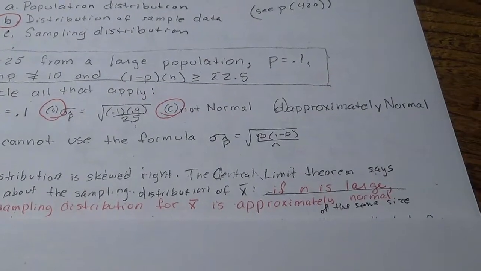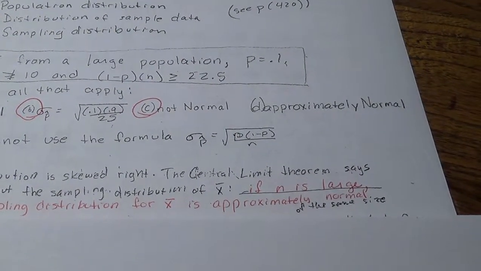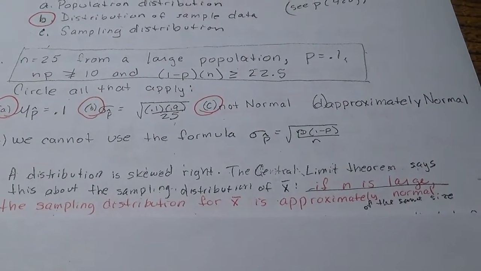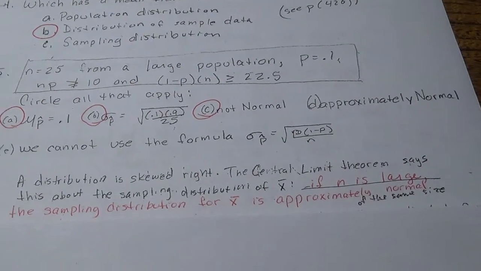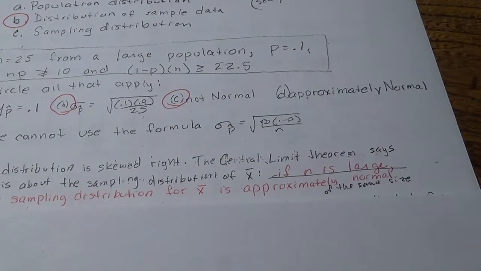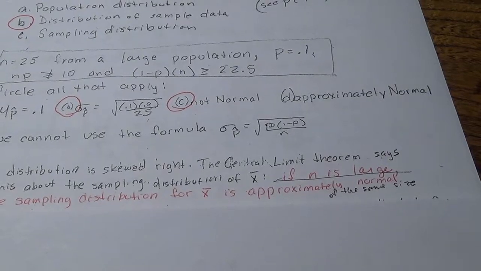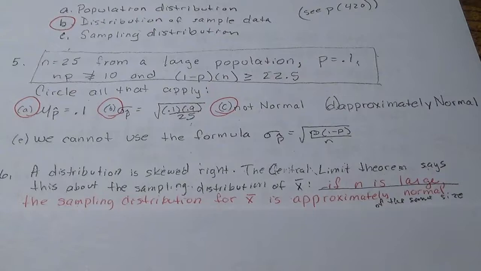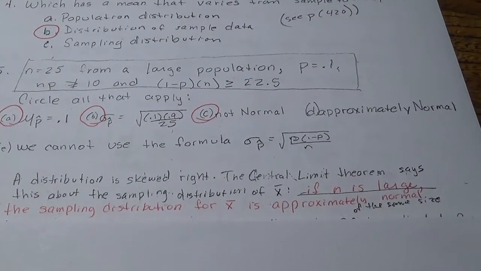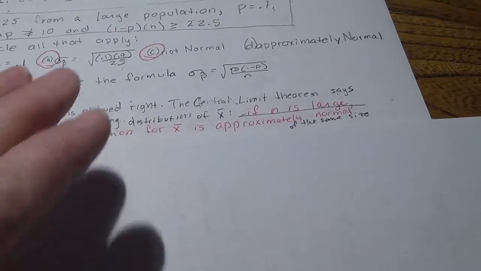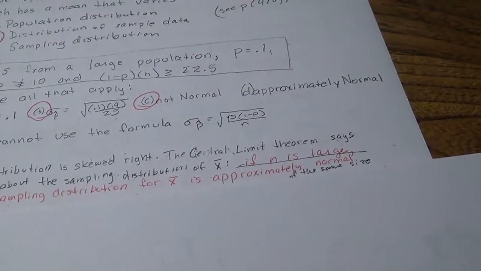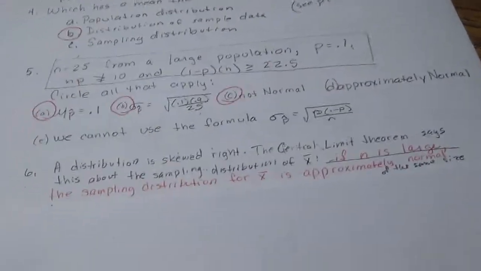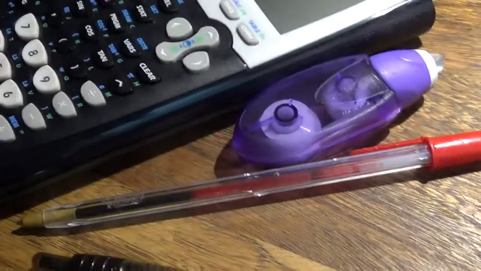The last one, number 6: we decided that if a distribution is skewed right, the only thing the central limit theorem says about x bar is that if n is large, the sampling distribution for x bar is approximately normal. We know that large means greater than or equal to 30. Alright, let's finish by looking at number 7 through 13.